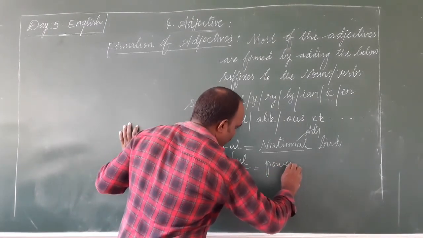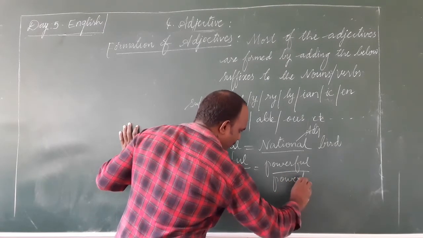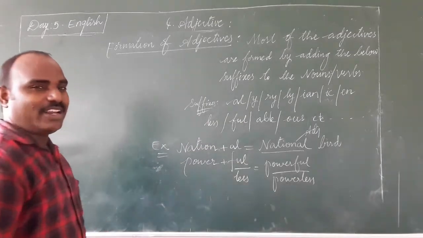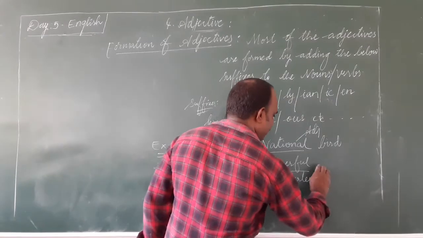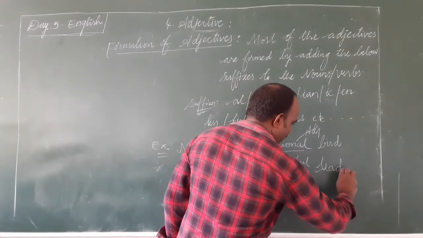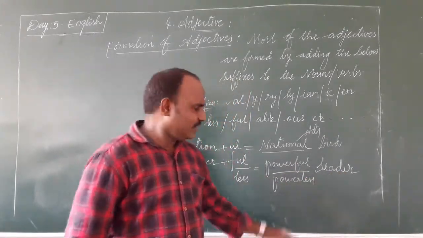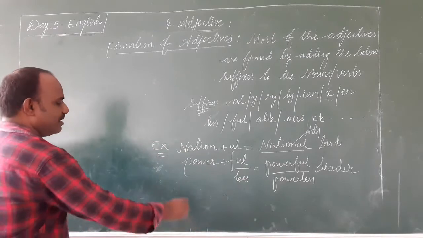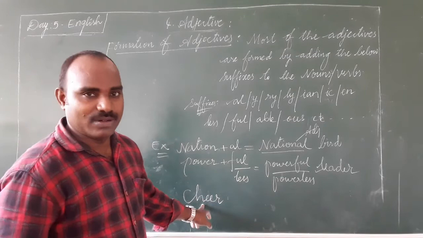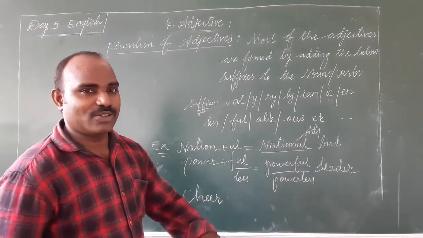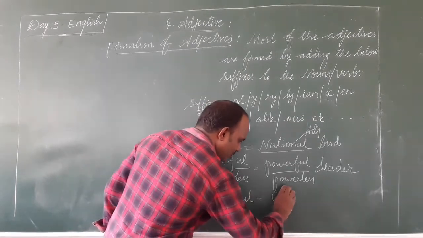Powerful or powerless. Careful or careless. Like that. Powerful leader or powerless leader. Here, these two words are describing this common noun leader, so they can be adjectives. So this is the formation. For example, cheer. Cheer is a verb. We can have an adjective by adding the suffix ful. Cheerful.